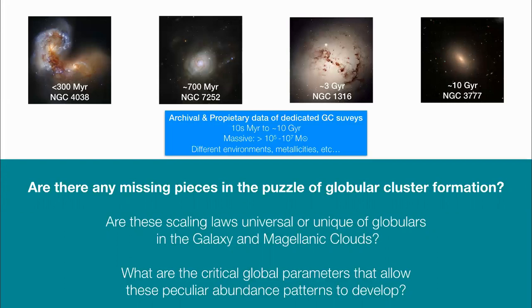So the second project that I'm going to focus on is trying to put the globular clusters in the bigger picture of the buildup of galaxies. The properties of globular cluster populations that we see in galaxies not only reflect how they form, but also encode information about their evolution and their disruption.